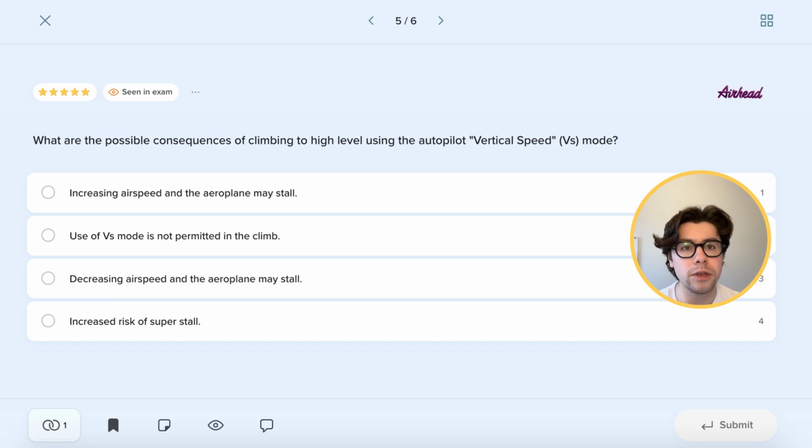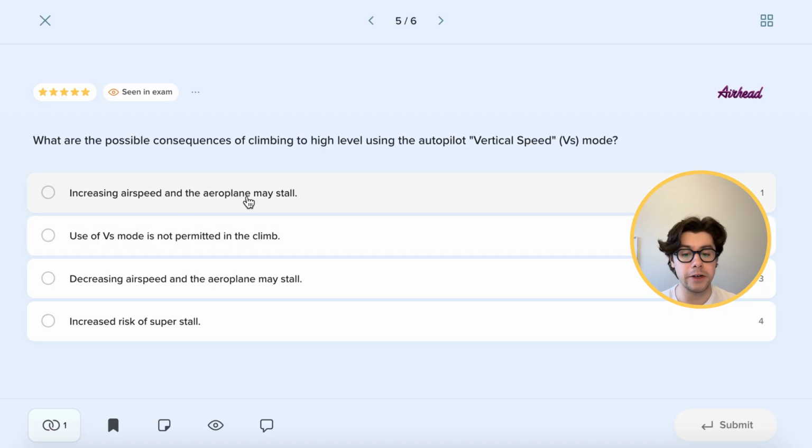So it is very important to keep vigilance when climbing with vertical speed modes, as this mode will keep the vertical speed no matter what, even if the aircraft approaches your stall speed. So it's very, very important to remember to monitor this, and ideally not climb with vertical speed mode at high altitudes. So going into the questions here, increasing airspeed and the airplane may stall.